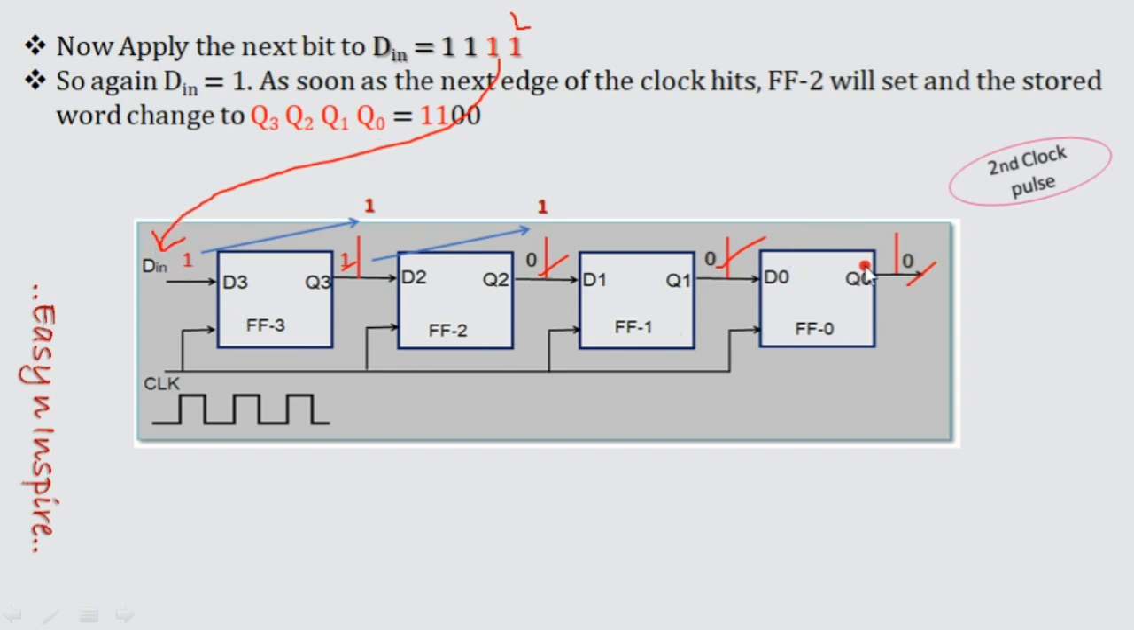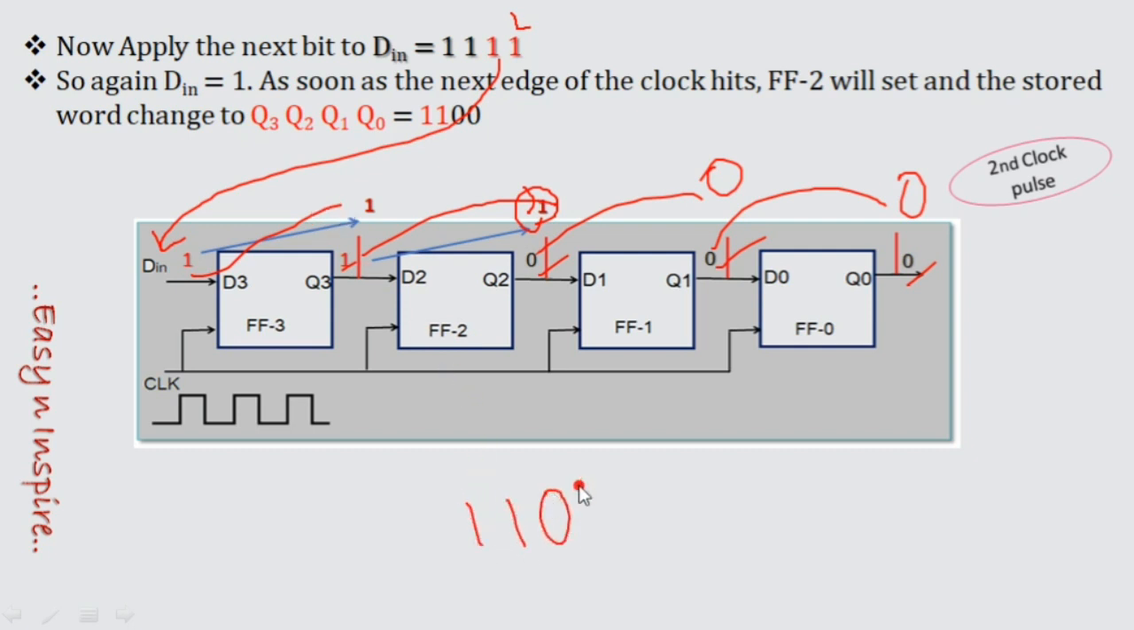Now for this flip-flop 0 is input, so output is 0. For this flip-flop 0 is input, so again output is 0. For this flip-flop 1 is input, so it is going to produce 1. For this flip-flop 1 is input, so again it is going to produce 1. So output is 1, 1, 0, 0 after the second clock pulse.